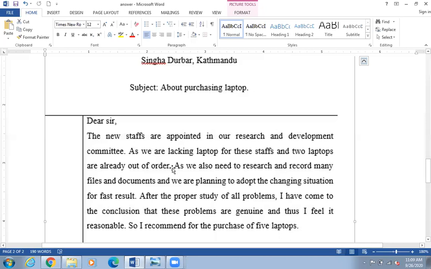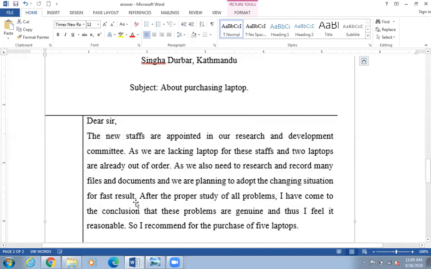Okay, the laptop is already spoiled. Okay, that's why. So altogether 3 laptops are needed for three staff, and 2 laptops are already spoiled. That means how many laptops do we need? We need 5 laptops. Okay, so as we also need to research and record many files and documents, we are planning to adapt to the changing situation for fast results.